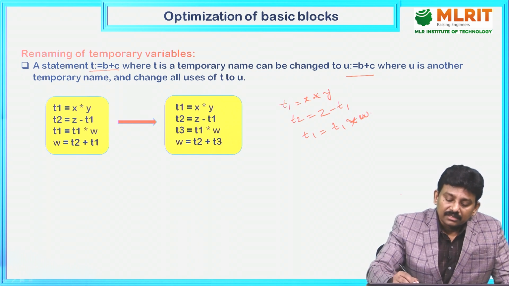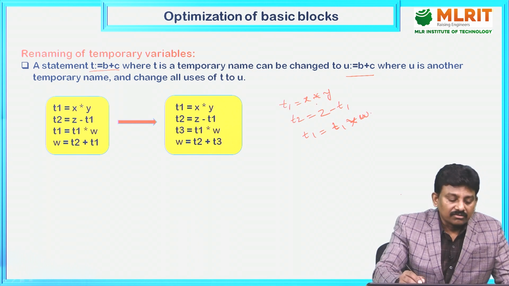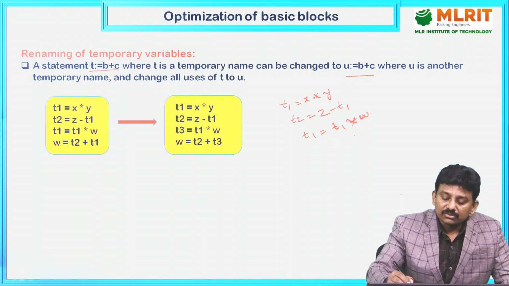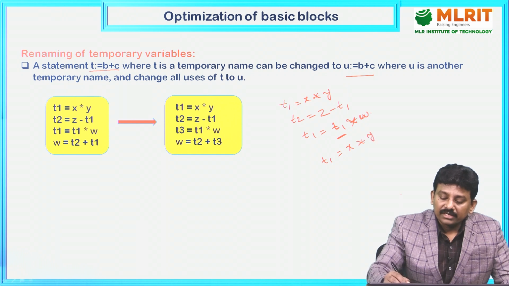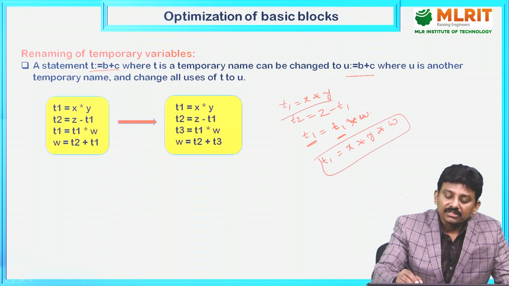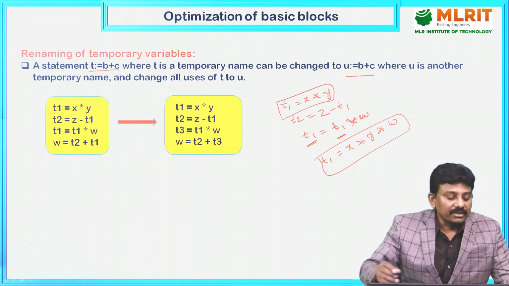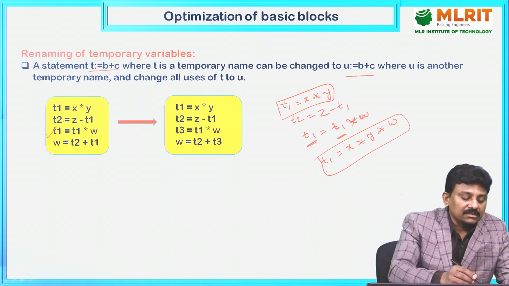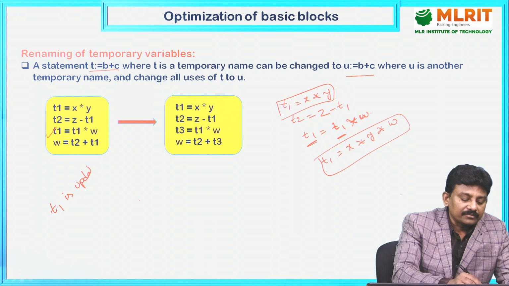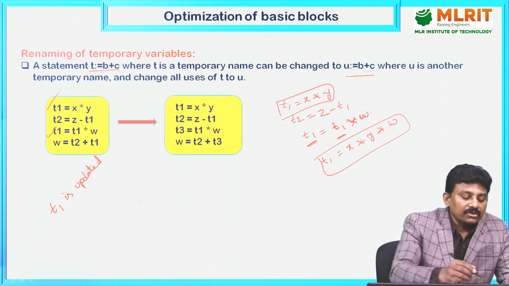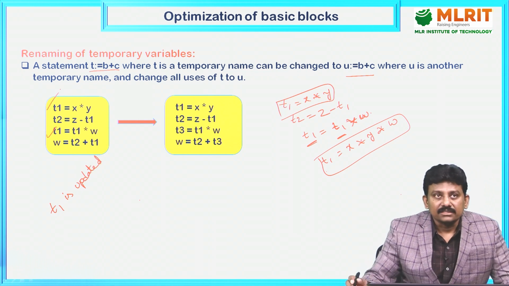Here T1 is equal to X star Y, and here T1 is equal to T1 star W. What is T1? T1 is X star Y star W. Here the T1 is X star Y star W, and here the T1 is X star Y. That means in the third statement T1 is updated. T1 is updated, so the old value of T1 will not exist.